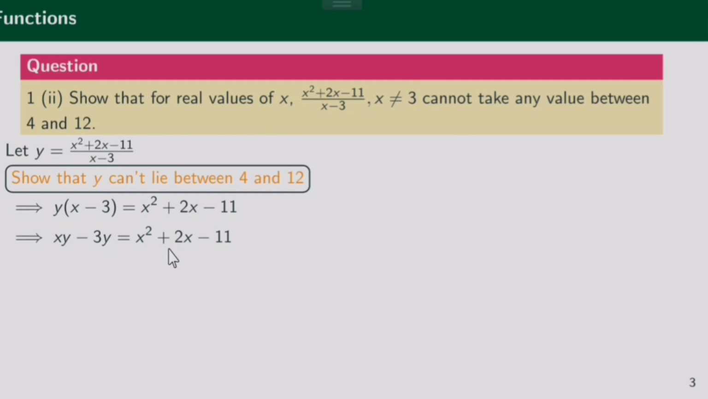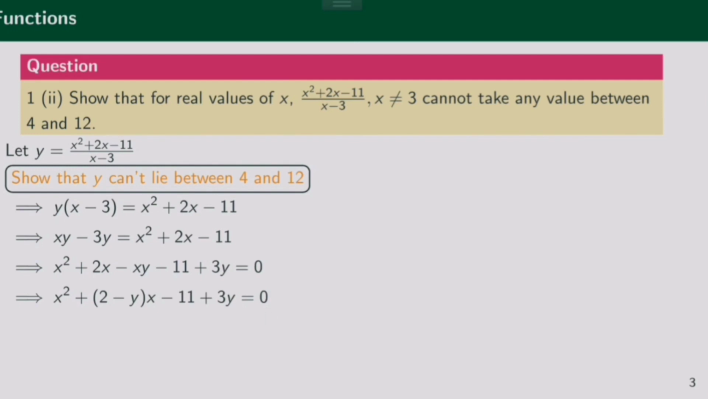Now let me take all terms to one side of the equation. So I'll be taking this expression to the other side. So I'll be having x squared plus 2x, then xy goes the other way and becomes negative xy, then negative 11 will still be there, then this term, plus 3y, is equal to 0. Notice that these two terms are terms in x, so I can factor out x from this expression. Then I'll be having x squared plus 2 minus y into x minus 11 plus 3y is equal to 0.